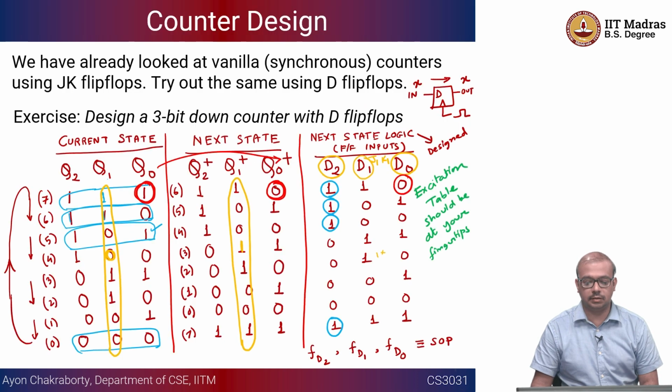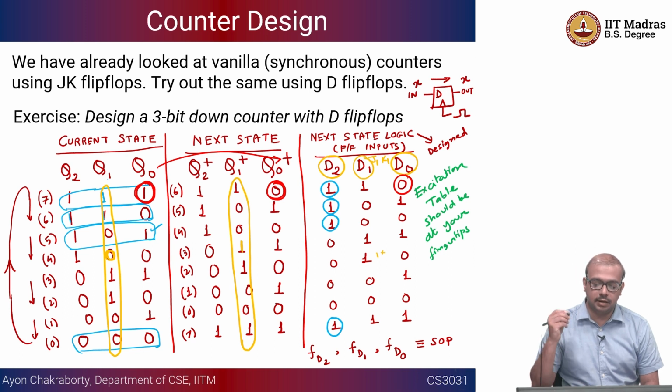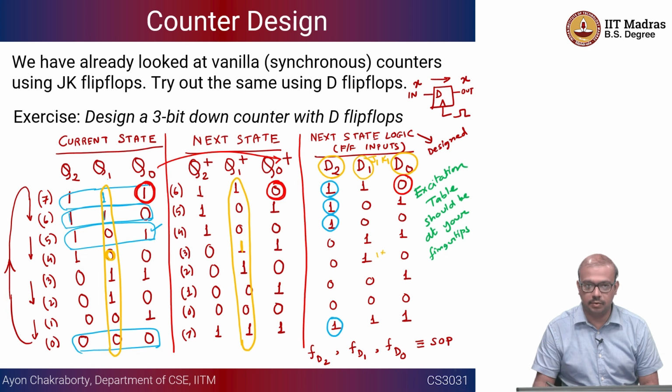So this counter design was done using a specific kind of flip-flop. It could be a D flip-flop or it could be a JK flip-flop, that doesn't matter. But the strategy you follow to design the counter is going to be the same. What you always need to remember is that at any point in time, you have a current state and you need to understand what the next state is that is being asked, right?